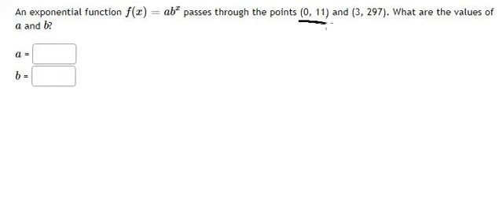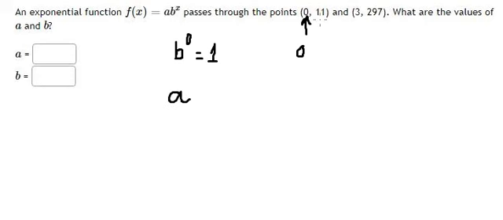We have 2 points in here. So we know that when x equals 0, that means we put number 0 in here. We get b to the power of 0, and b to the power of 0 equals 1. So that means we just have only a.